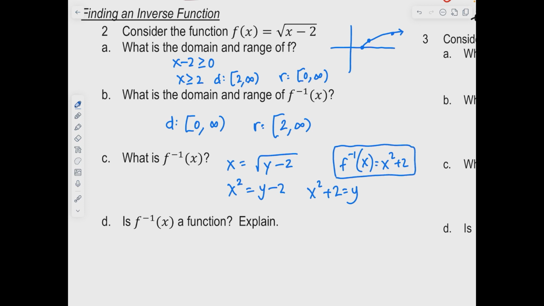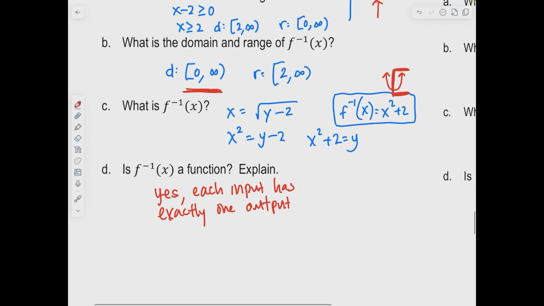What you might be thinking to yourself is, how can the inverse of half a parabola, which is right here, give me the inverse that's a full parabola? Keep in mind that the domain of this is only from 0 to infinity. That means you only want the right side of this parabola. So the inverse of half a parabola is still half a parabola. Okay, is the inverse a function? So the answer would be yes. And the reason why, you can see each input has exactly one output.